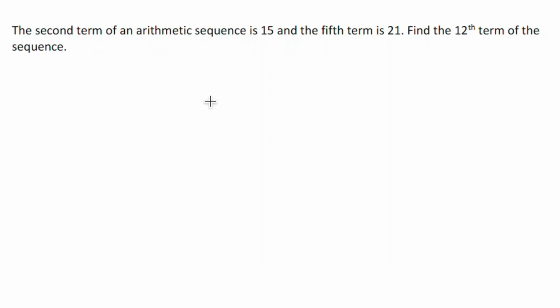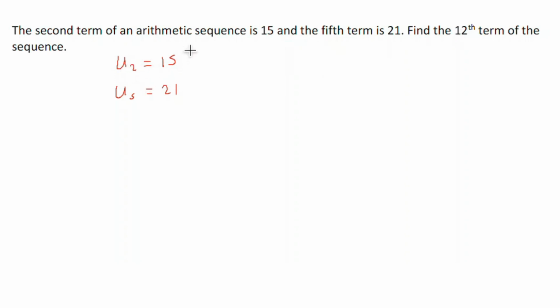But first of all, let's think about what information we've been given. We've been told two things. The second term is equal to 15. So we know that the second term is equal to 15. And we've also been told that the fifth term is 21. So that means that U5 is equal to 21. We're also being asked to find the 12th term, and we'll come back to that in a moment. But let's return to these for a moment.